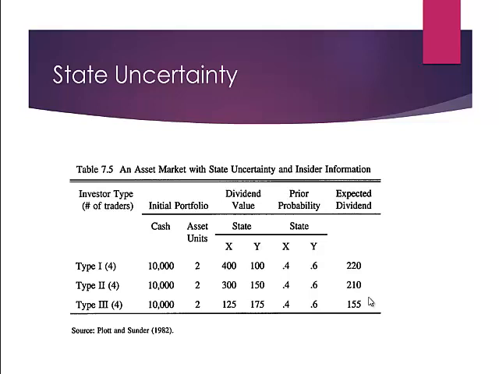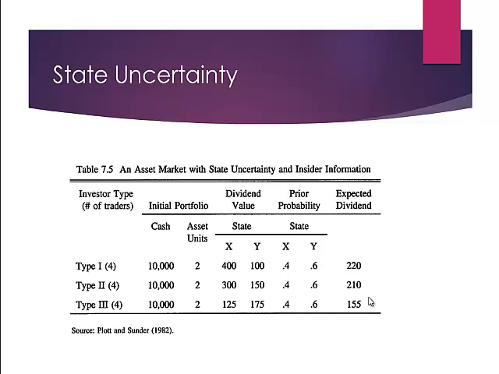Now, there's no longer 2 periods, there's only 1 period, but a coin is tossed, and if it comes up heads, then state X occurs. If it comes up tails, then state Y occurs. In state X, the values are 400, 300 and 125, and in state Y, the values are 100, 150 and 175. Oh, and the state probabilities are not 50-50, it's 40% probability for state X and 60% for state Y.